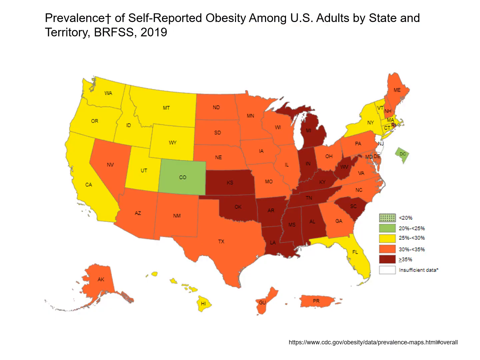This is just a map. I don't know how well you can see it, but it is a map showing the prevalence of obesity in our states. All states and territories had more than 20% of adults with obesity.